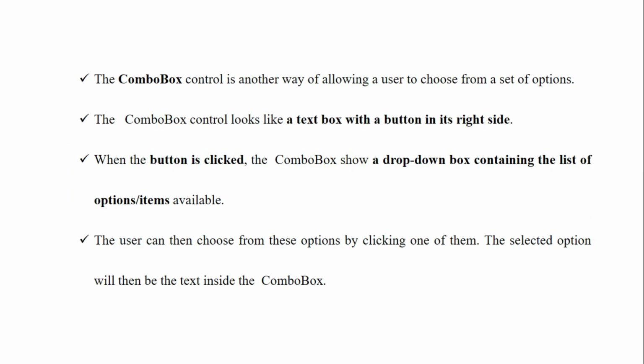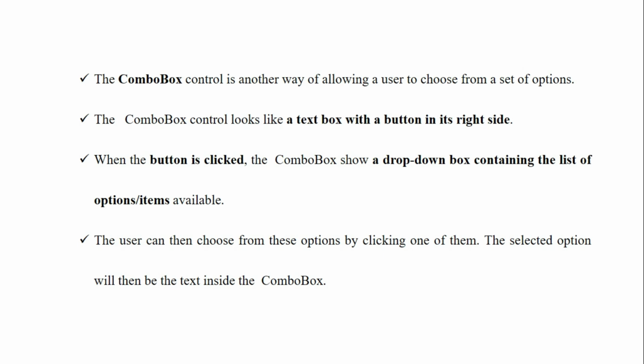Combo box control is another way of allowing a user to choose from a set of options. In the last lecture, we already saw the list box control. List box control and combo box control are both similar. In list box control, we can add multiple items, and combo box is the same as list box control, but it looks different. We can add multiple items into the combo box and then choose from a set of options.